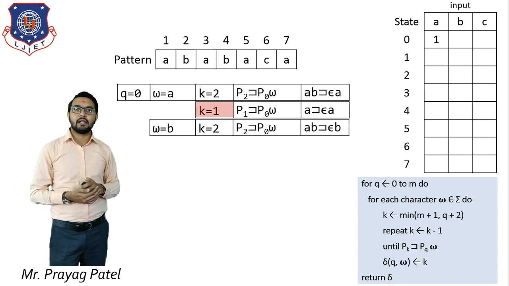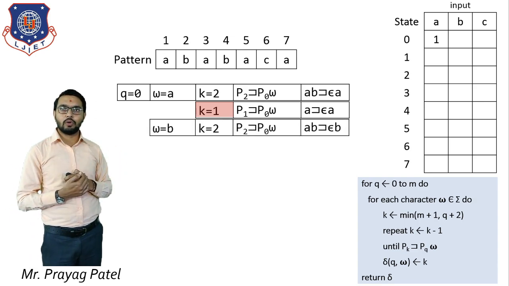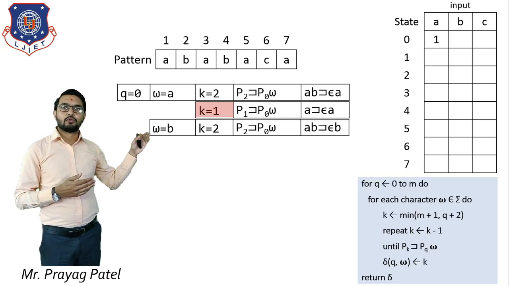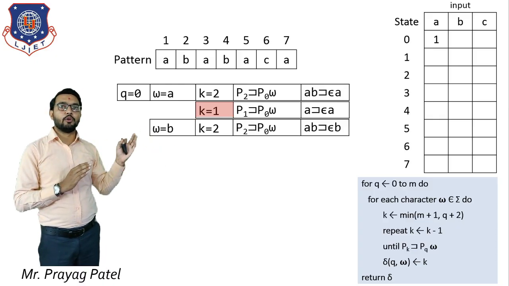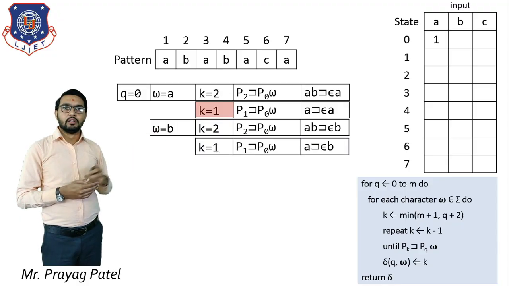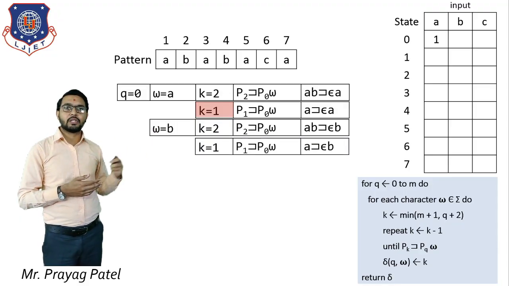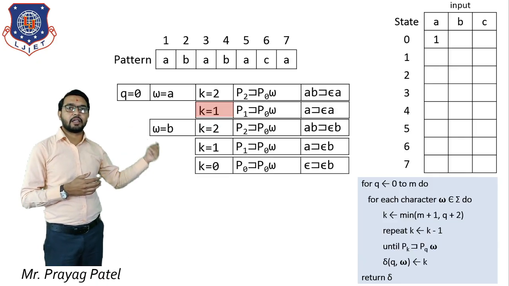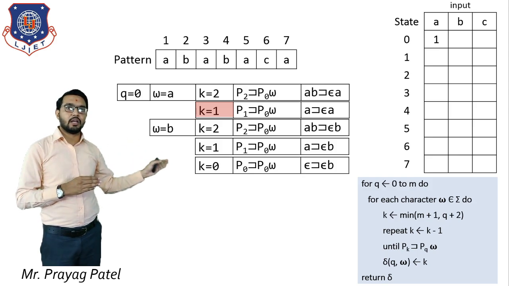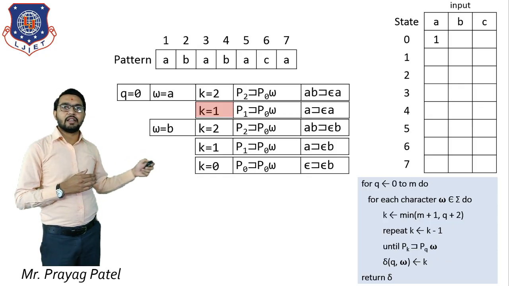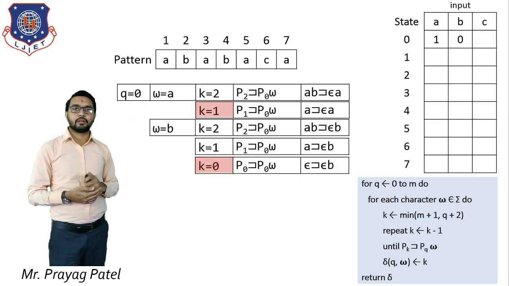Now consider the next, output B for node number 0, Q equal to 0. For that also consider K equal to 2, then P2 is a suffix of P0W. So P2 equal to AB is a suffix of null into B, because here W is B. So this is not possible. Now decrement K, so K equal to 1. Then A is a suffix of null into B, not possible. Then consider K equal to 0. Then null is a suffix of null B. So we can say that K equal to 0 is our answer for 0B. So put the value 0 here.